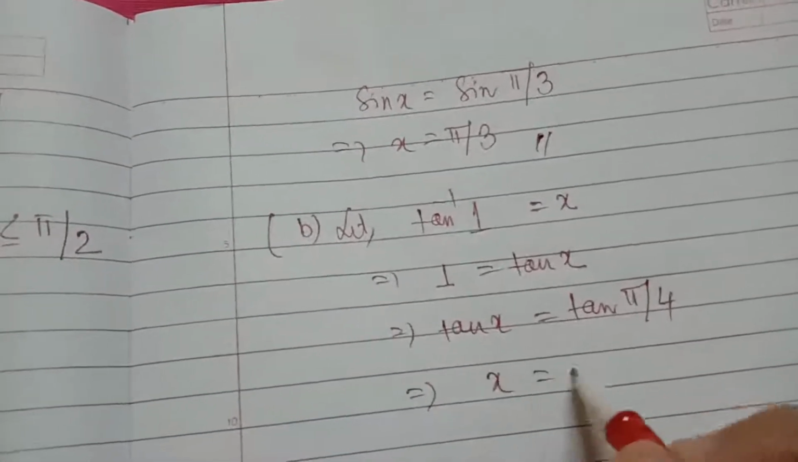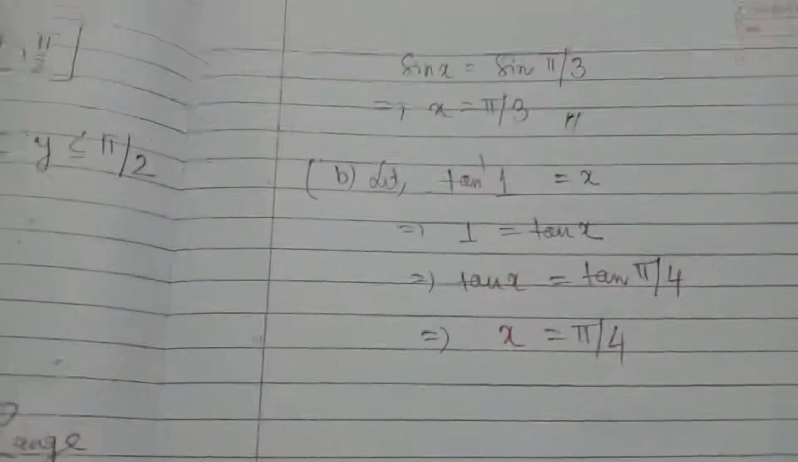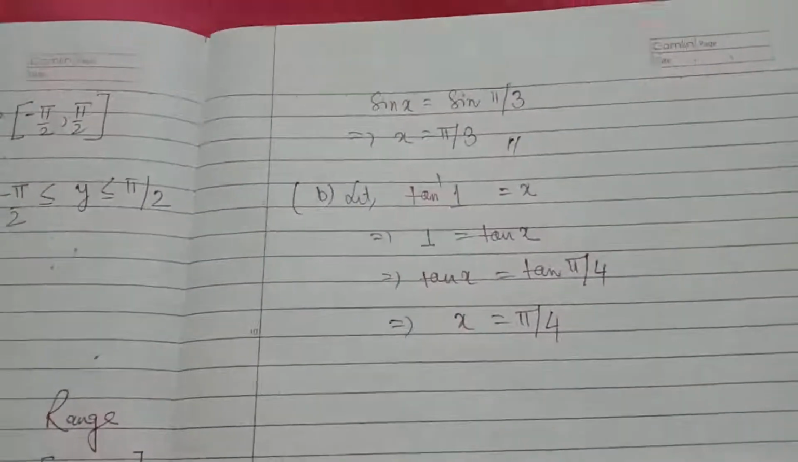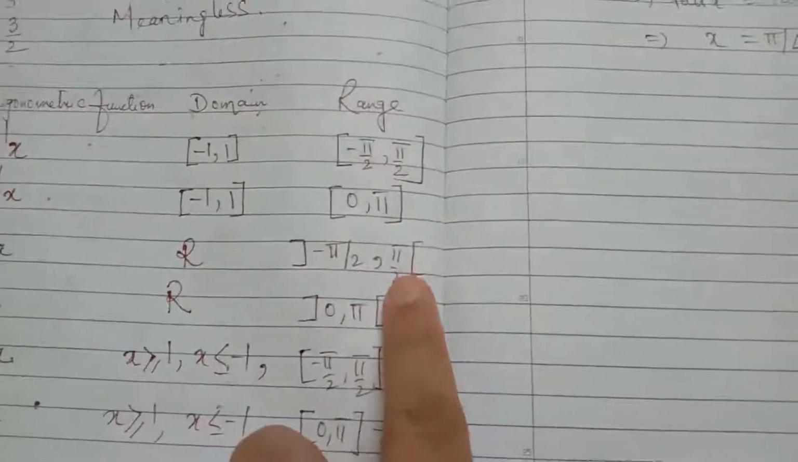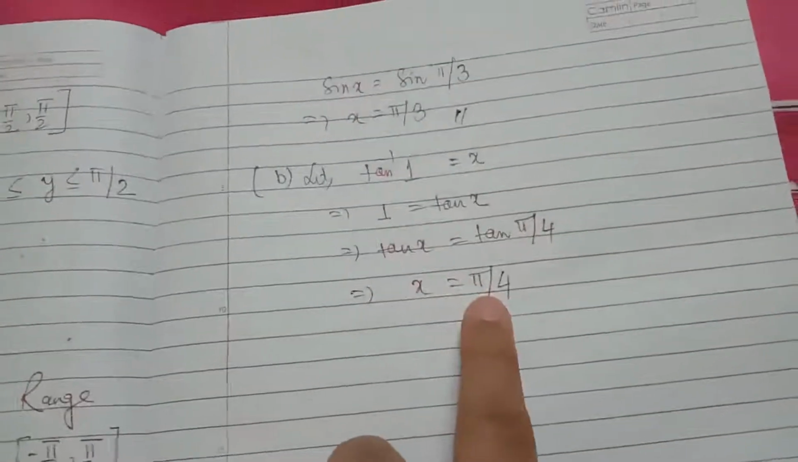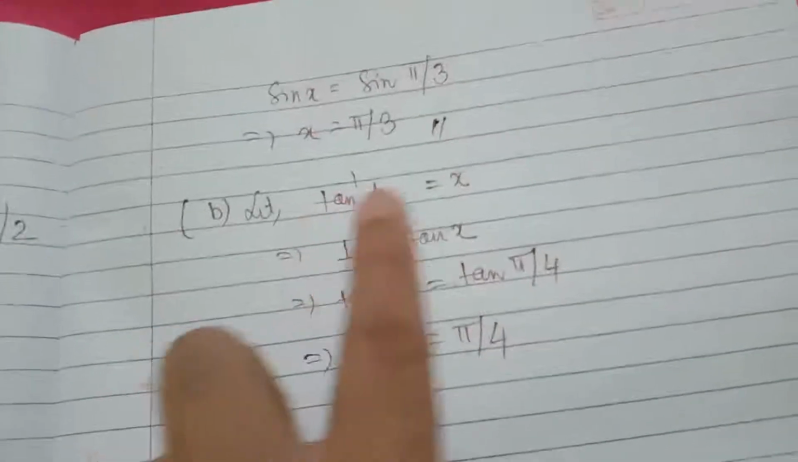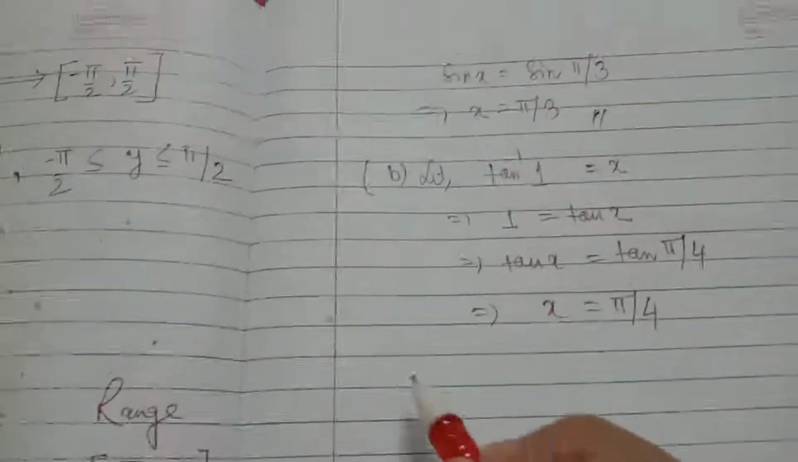So x equal to pi by 4. The range of tan inverse of x, tan inverse of any number, is minus pi by 2 to plus pi by 2, minus 90 degree to plus 90 degree, and you can see x equal to 45 degree lies in the range, and therefore the value of tan inverse of 1 is x. Very simple.